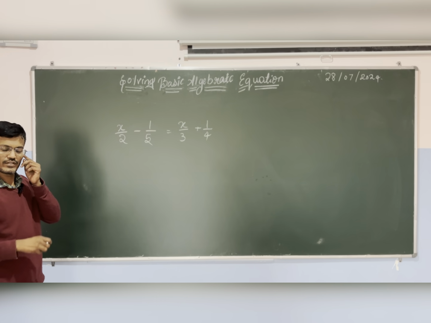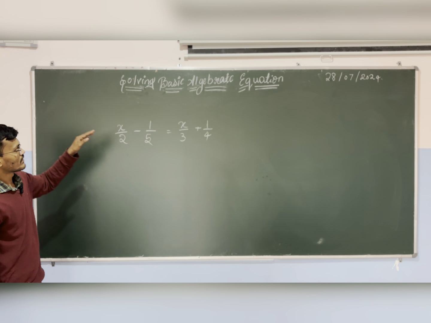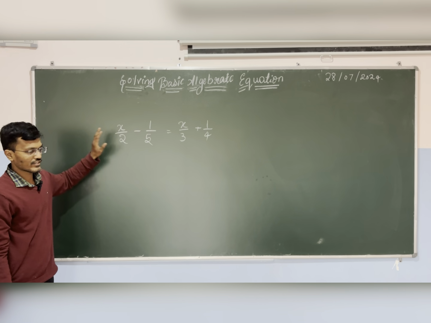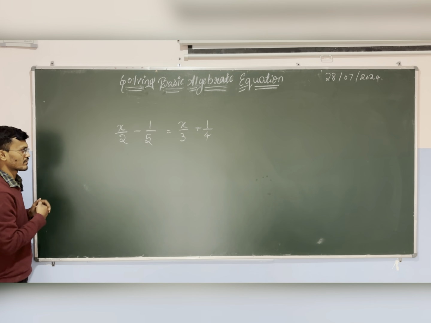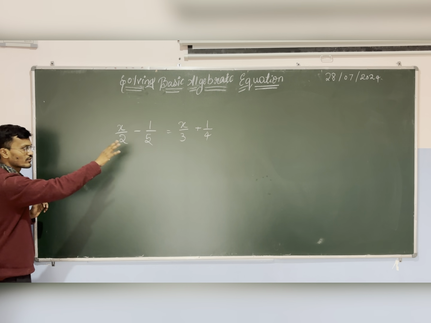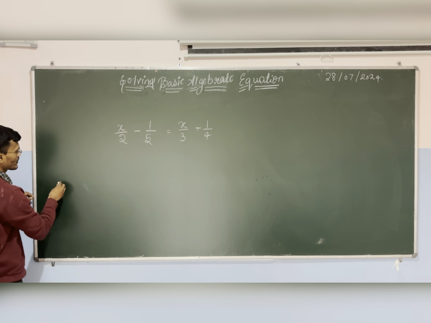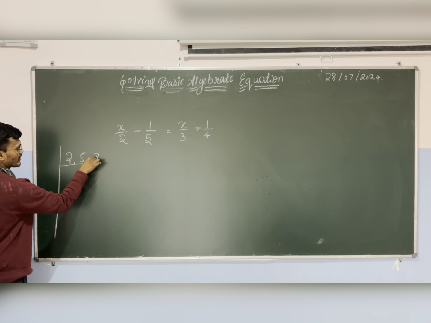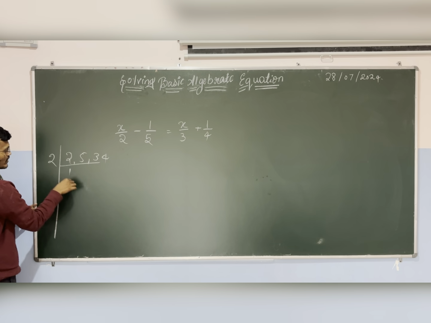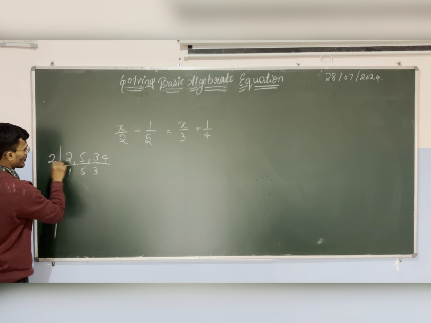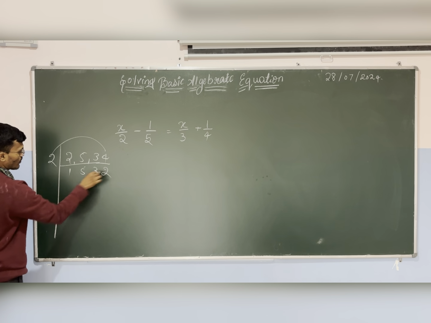Yes, here we need to solve another type of algebraic equation. In this equation there are fractions, and the denominators are completely different from each other. So we need to take the LCM. So 2, 5, 3, 4. 2 ones are 2, 5 as it is we need to write, and 3, and 2 twos are 4.